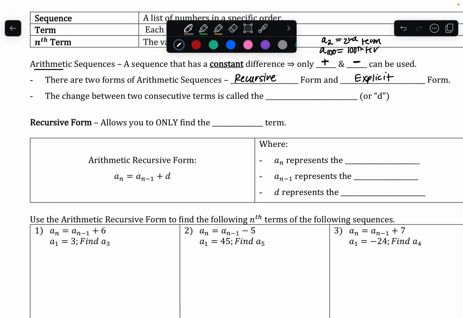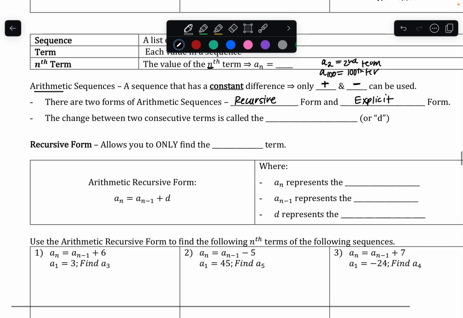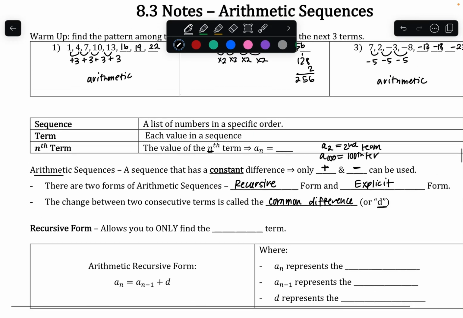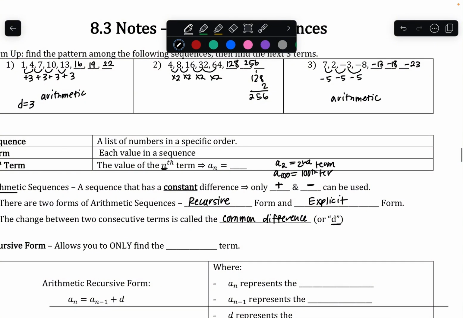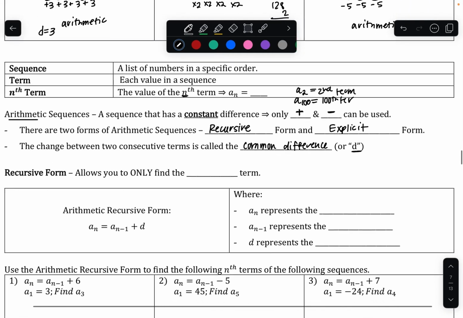And then the change between 2 consecutive terms is called the common difference. The common difference. And so we denote that with d. Okay, so in this case, our common difference is 3, so we would say d equals 3. In the case of number 3, the common difference is -5. That's the number we're adding each time.